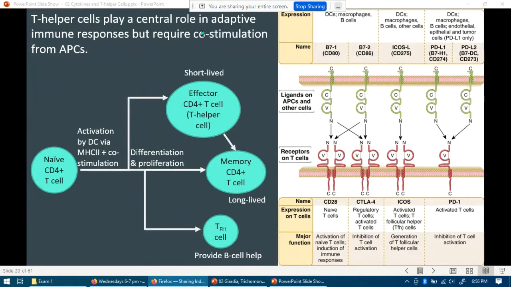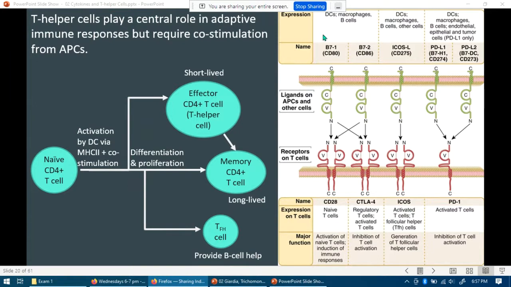And this is a slide you've kind of seen before already. It shows you that naive CD4 positive T cells are activated by dendritic cells through the MHC2 and co-stimulatory signal. They turn into effector CD4 positive T helper cells, memory CD4 positive T cells, and follicular helper T cells that provide B cell help. And then this figure, it's just showing you some of the co-stimulatory signals.